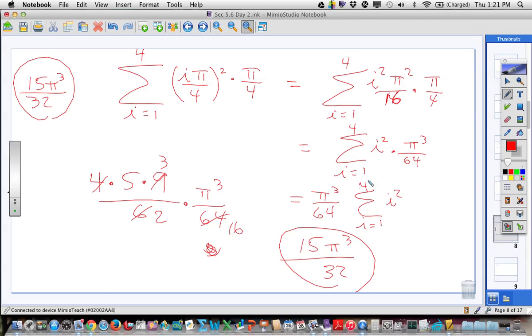All right. So that's a lousy approximation, right? So what would be better?